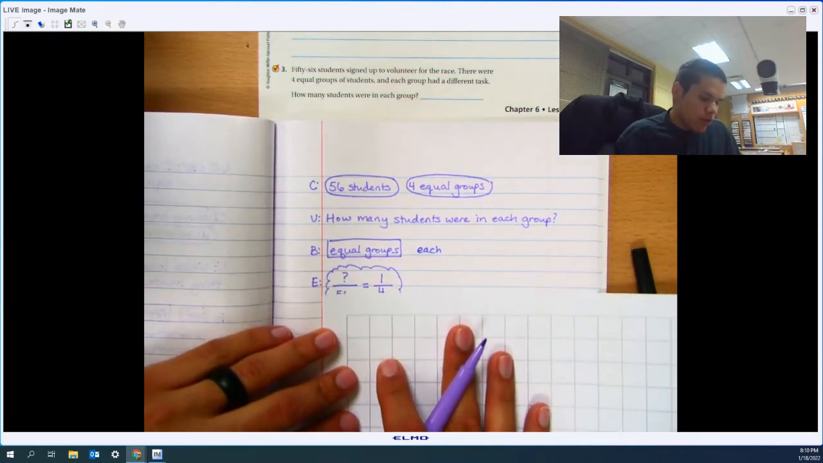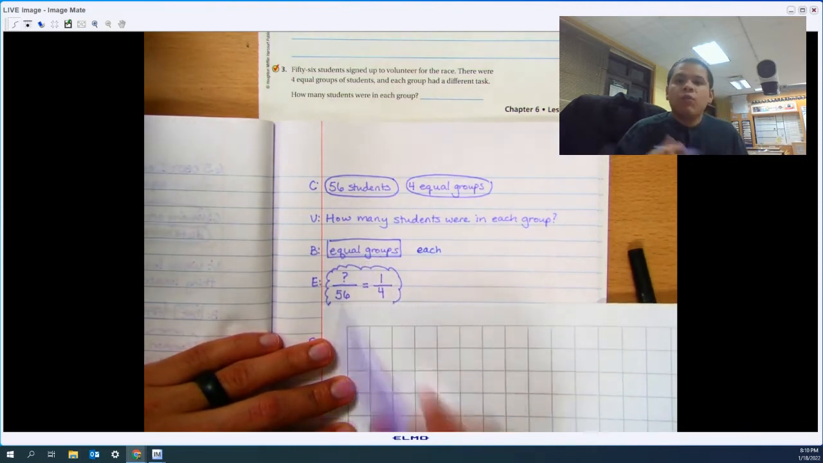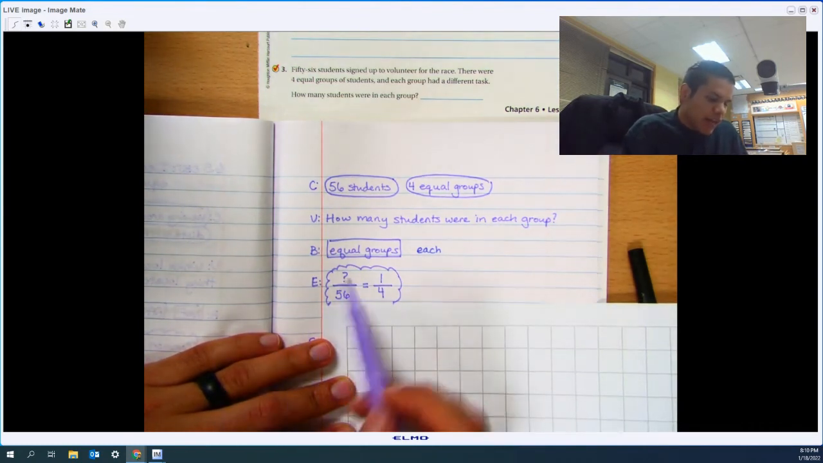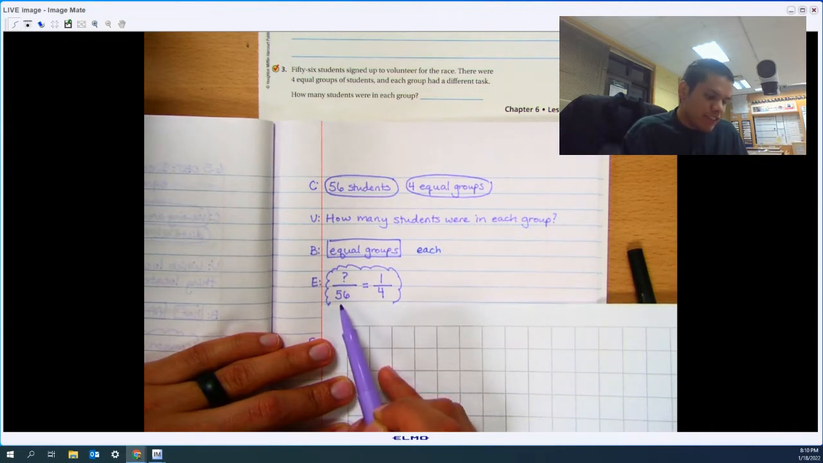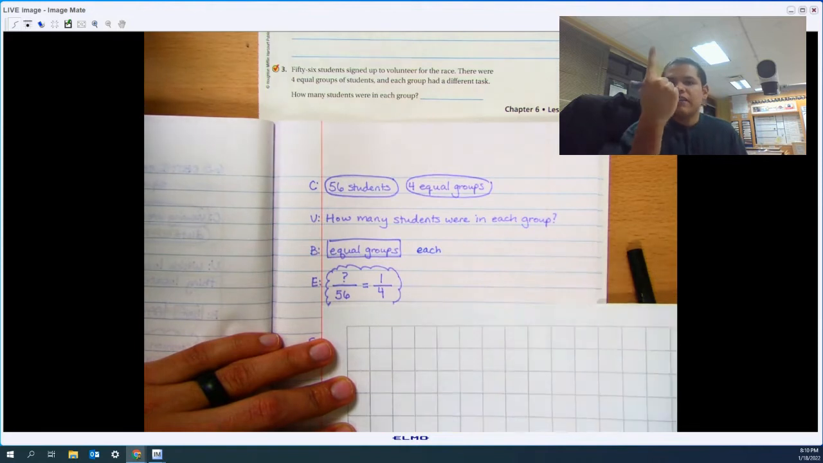So let's go ahead and think about this. Equal groups lets me know that we're going to be in fractions. When you split things apart, you want to share them equally. Equal groups means fraction. And I want to know how many students are in each group out of 56 total students who volunteer. Now, if there are 4 equal groups, 4 is going to be my denominator. And if I want to know in each group, that's in one of the groups, 1 is going to be my numerator. I'm about to blow your mind right here.